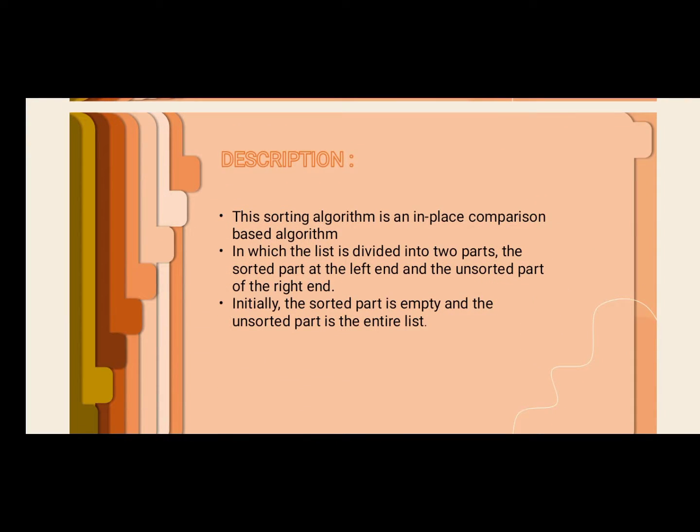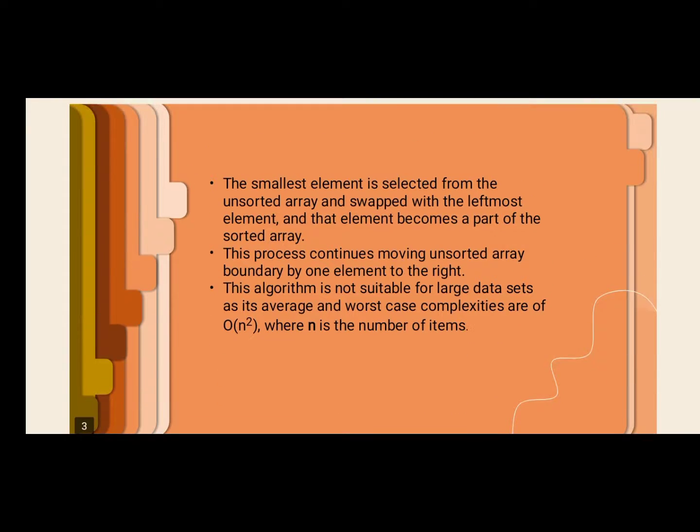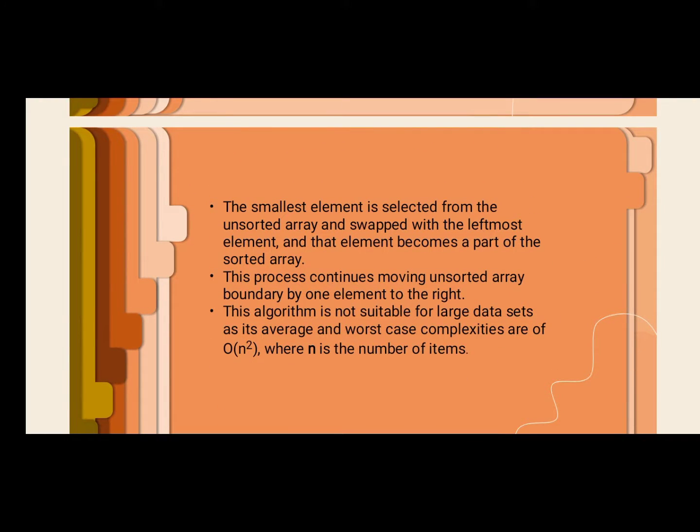Description. This sorting algorithm is an in-place comparison-based algorithm in which the list is divided into two parts, the sorted part at the left end and the unsorted part at the right end. Initially, the sorted part is empty and the unsorted part is the entire list. The smallest element is selected from the unsorted array and swapped with the leftmost element, and that element becomes a part of the sorted array. This process continues moving the unsorted array's boundary by one element to the right.